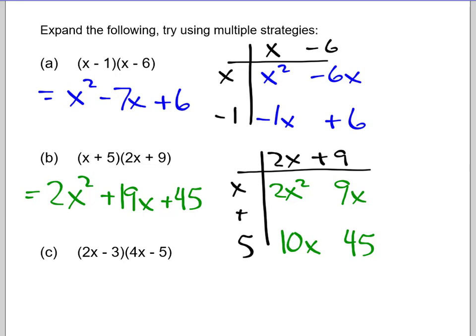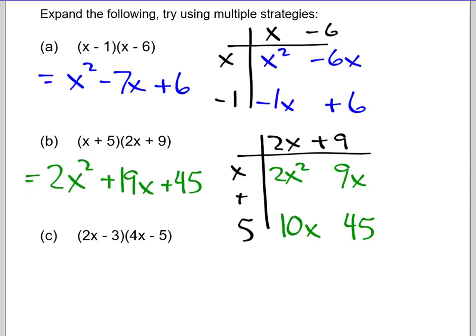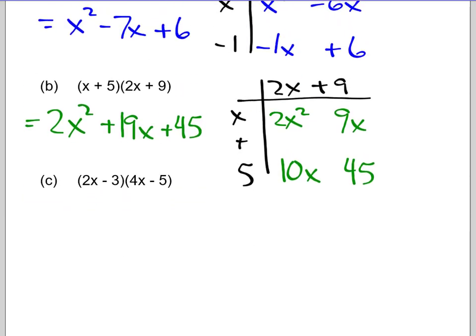And you can see with this question, we would not want to do this with algebra tiles. 45 little ones would be really, really inconvenient.